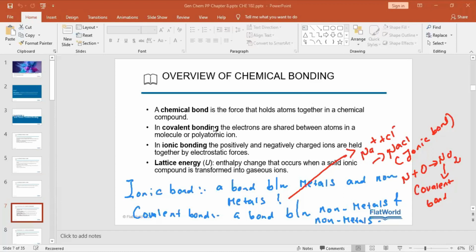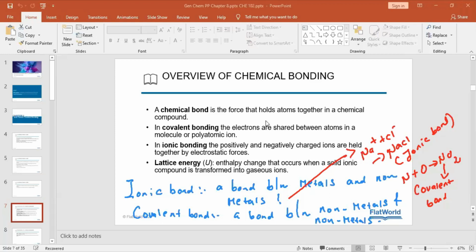Here also, there is an extrapolation of the bond. A chemical bond is the force that holds atoms together in a chemical compound, the force of attraction that brings atoms together in a chemical compound. So we have covalent bonding, which means that the electrons are shared between atoms in a molecule, or a polyatomic ion.